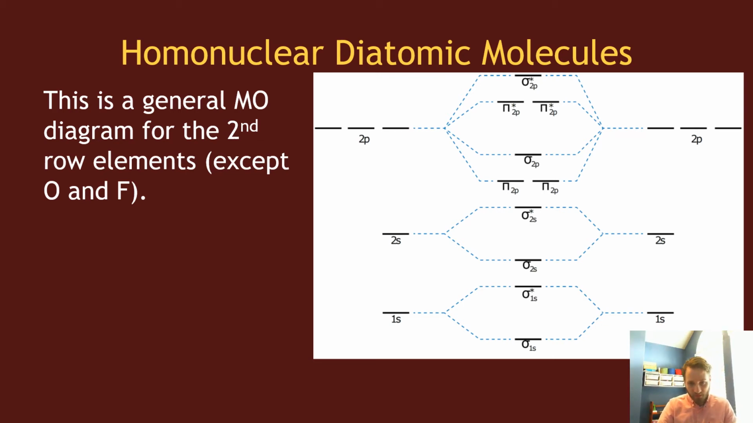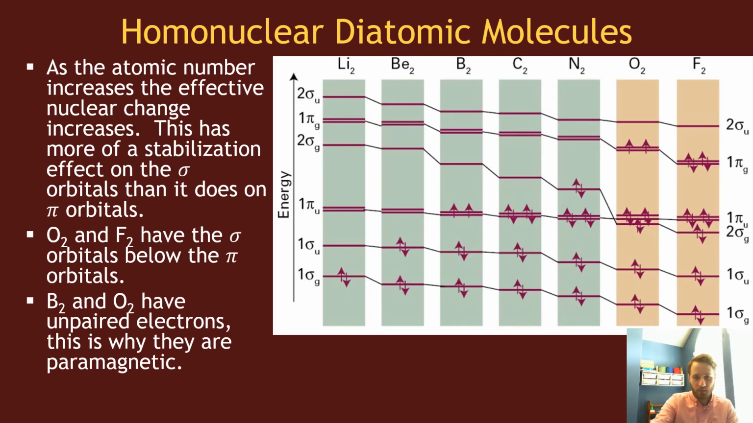Often when we're drawing these molecular orbital diagrams, we'll just ignore the orbitals down here. Think of those as more core orbitals, and we'll focus just on the valence orbitals up above, the 2s, 2p orbitals.